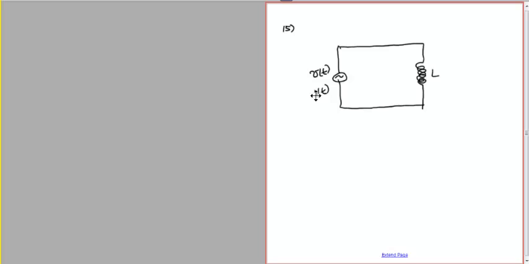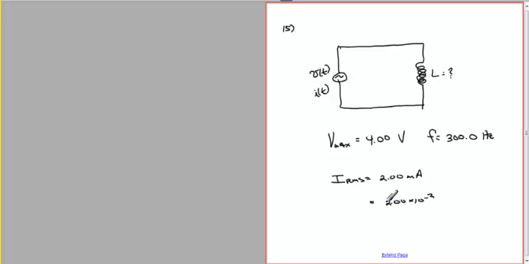It says an inductor is connected to an AC power supply having a maximum output voltage of 4 volts. So we'll say V max is equal to 4.00 volts, and the frequency is 300.0 hertz. What inductance is needed? So the question is, what is the inductance to keep the RMS current less than 2 milliamps? So we want the current RMS to equal 2.00 milliamps, which is the same as 2.00 times 10 to the minus 3 amps.